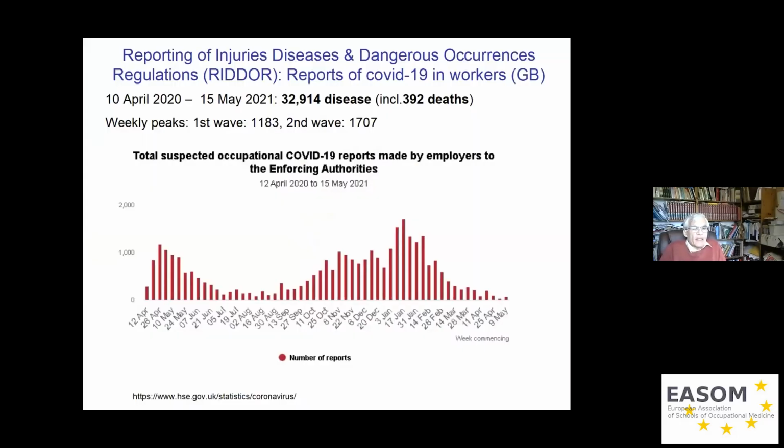In the UK, data are collected on an individual basis by virtue of a law which obliges employers to report. These show the data for most of the pandemic, with a huge peak of more than 1,000 cases per week in the first wave and an even bigger peak in the second wave. But there are many, many flaws with this sort of data. We do not have the time to go into these in detail.